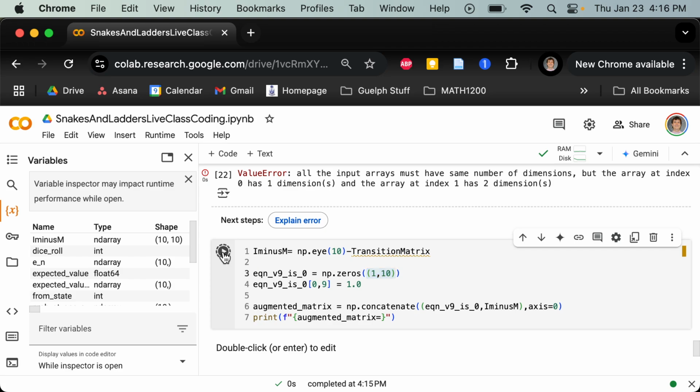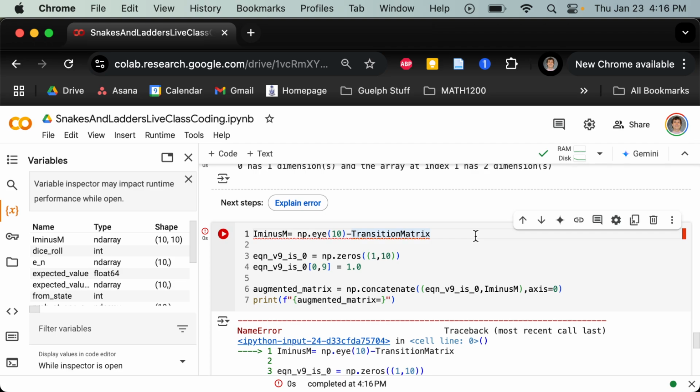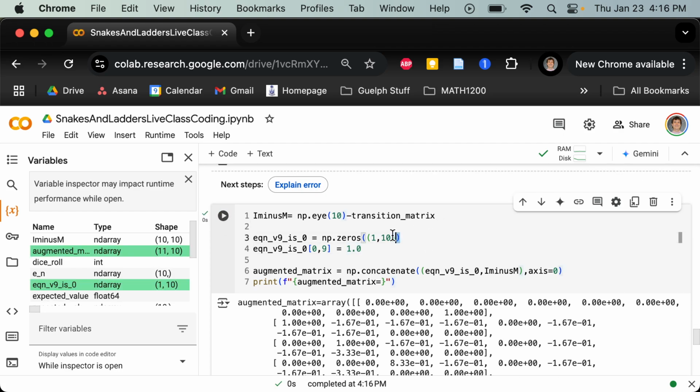So let's do this. Okay, now we're not working for a different reason, which is the capitals. Let's transition matrix. I guess that means an underscore as well. And now it should work. So you can stack a 1 by 10 on top of a 10 by 10, but you cannot stack a 10 comma vector on top of a 10 by 10. And you can see this augmented matrix, it's an 11 by 10.